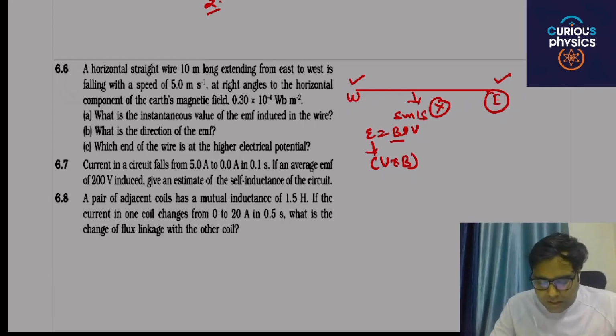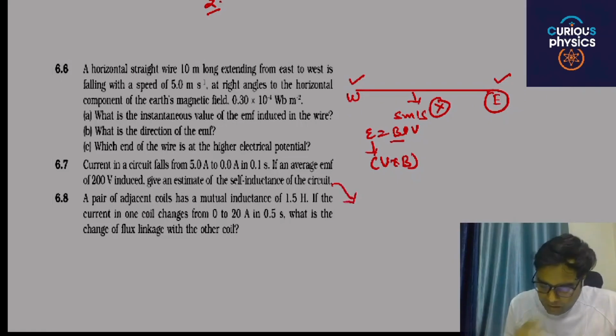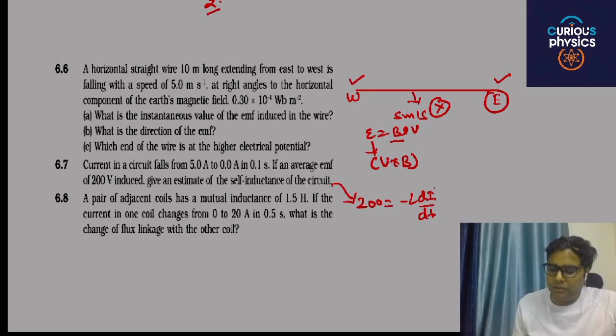Question number 6.7. Current in a circuit flows from this, di by dt is given. If an average EMF of 200 volt is induced, give an estimate. You have to directly put in the formula. The formula will be induced EMF 200 equals minus L di by dt, and di by dt you know, so you will easily get the value of L.